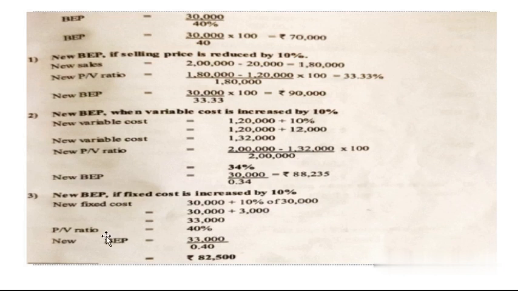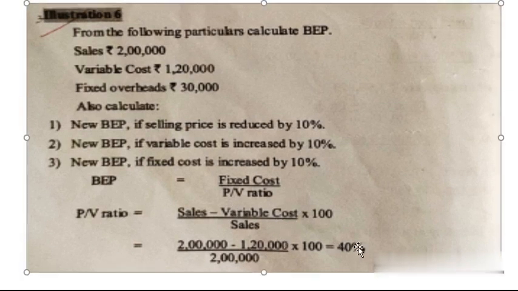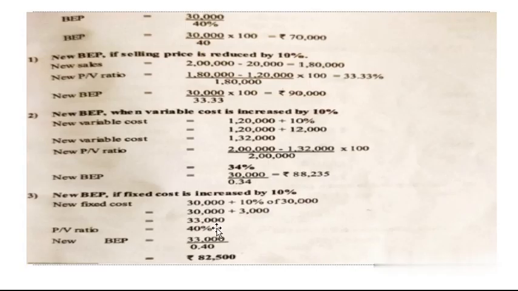Now to calculate the PV ratio, sales is 2 lakh. To find the PV ratio, the formula is sales minus variable cost divided by 2 lakh. It will be the same ratio which we found initially, because there is no change in sales or in variable cost. So the same percentage will be taken, which is 40%. So 40% is the PV ratio.